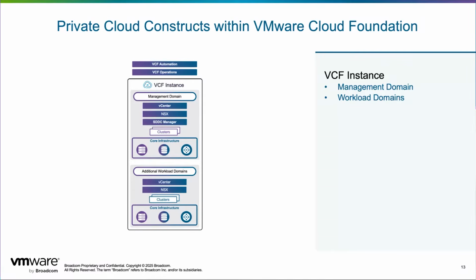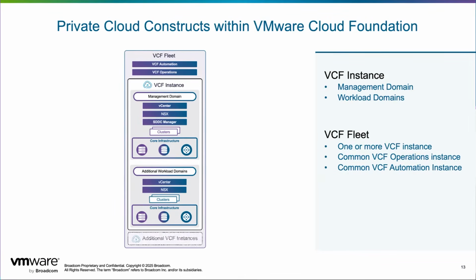Now with VCF 9, we're introducing a new term called a VCF fleet. Essentially, a VCF fleet is a collection of one or more VCF instances. And what makes a fleet unique is that the fleet is where we run the fleet level components that span across VCF instances. This includes VCF operations and VCF automation. So I can have a single VCF operations instance and a single VCF automation instance managing multiple VCF instances. And that way I can scale out.